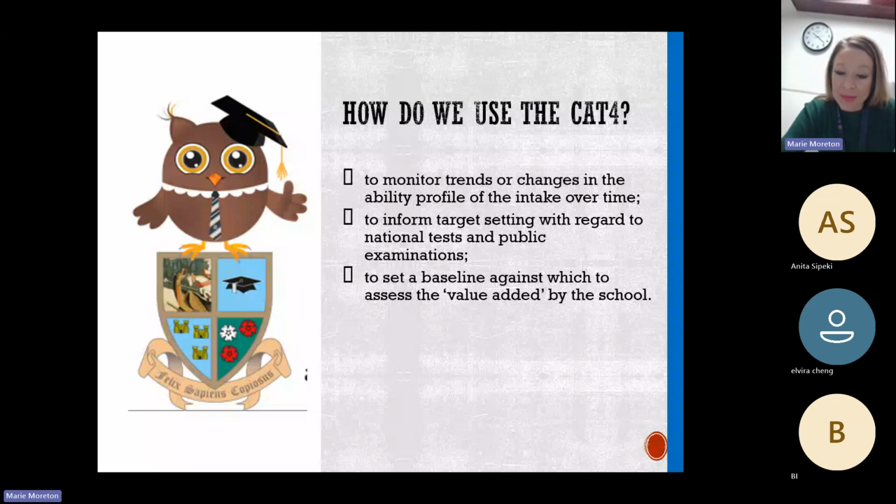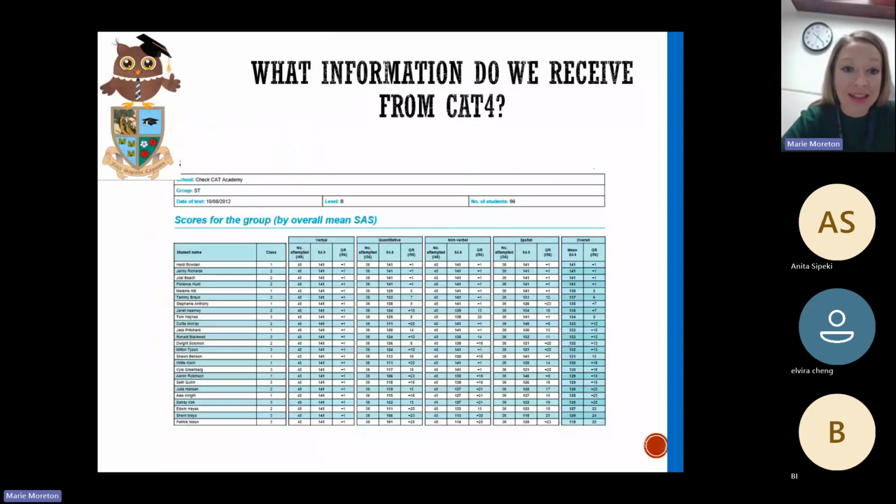It also helps to give us some information about what value we are adding as a school. That means how much we are helping our children to progress more than they ordinarily would. So it helps us to track that and make sure that we're doing the best that we can for our children. Oh, I just moved it on. There we go. Okay, so this is the kind of information that we get. These are fake names, by the way. I'm not sharing this for our children.